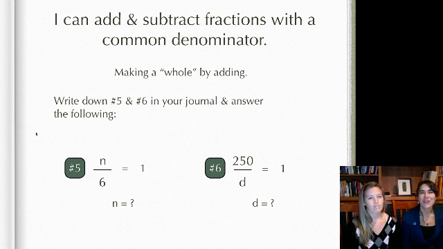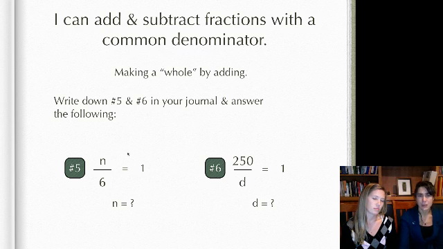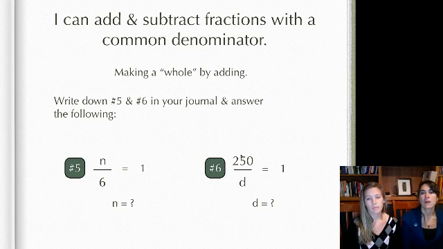So now all you have to do is apply that once again. You're going to jot down in your math journal number 5, and this time you have to just solve for n. So you want to look at the denominator and think about, okay, if I need to make 1 whole, what does my numerator need to be? Same with number 6, but we just flip-flopped it for you. You have 250 as the numerator, and now you have to solve for d. What would your denominator be if you still want to make that 1 whole?